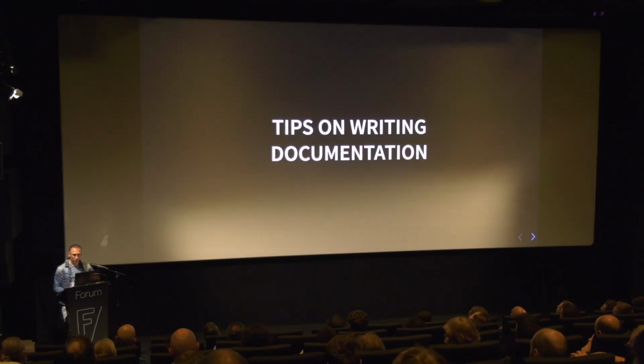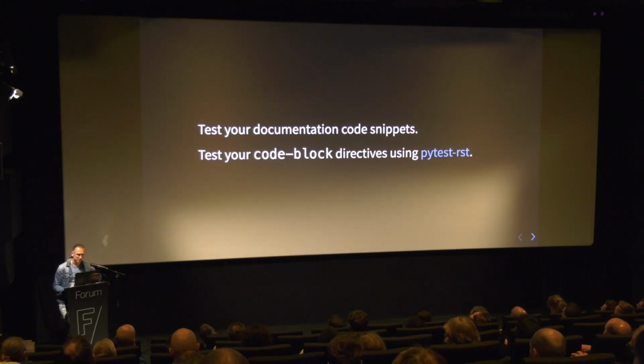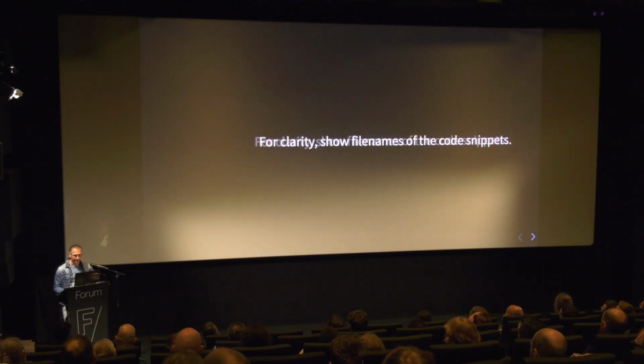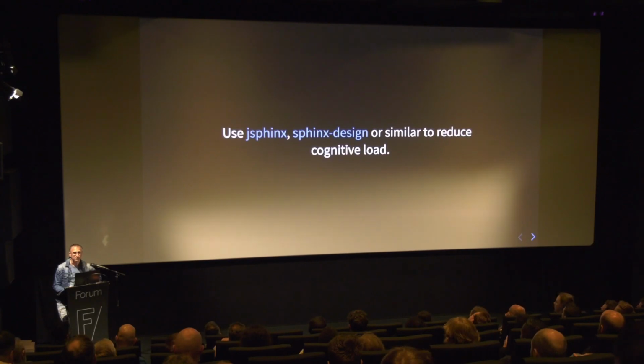So I'm going to give you some tips on writing documentation. Test your documentation code snippets. If you use literal include, you can use normal Python for it. If you use code blocks, test your snippets using PyTest RST. For clarity, when it's relevant, show the file names of the code snippet, because it will help your readers to understand you better. Use JSphinx, Sphinx Design, or similar to reduce the cognitive load.